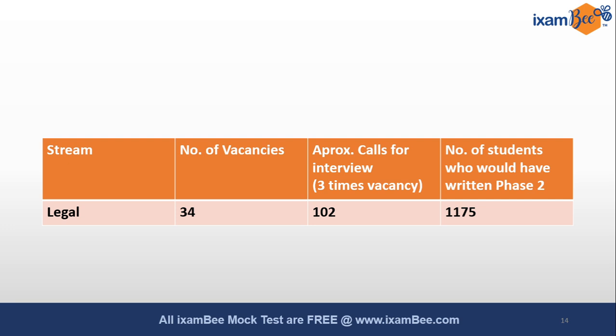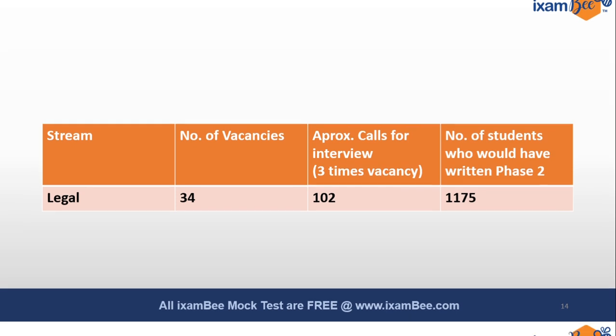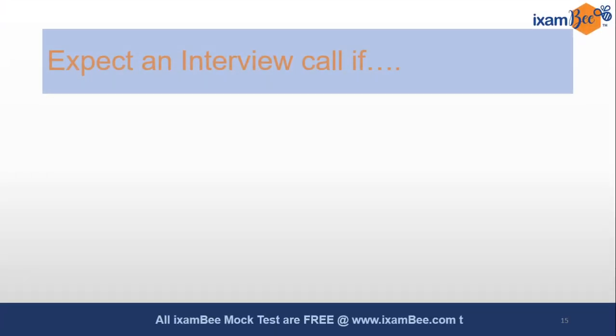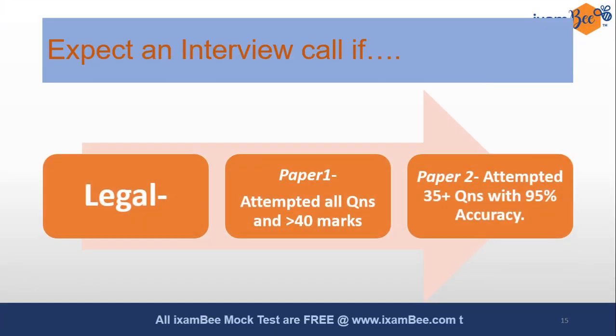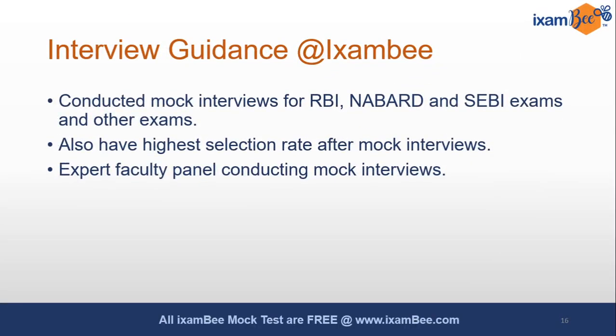The number of students who have written the phase 2 exam may be 1175 in the entire nation, out of which you can expect a call if in paper 1 you have attempted all the questions with more than 40 marks, and in paper 2 you have attempted 35 plus questions with 95% accuracy. For interview guidance at ixamBee, you can come to us.